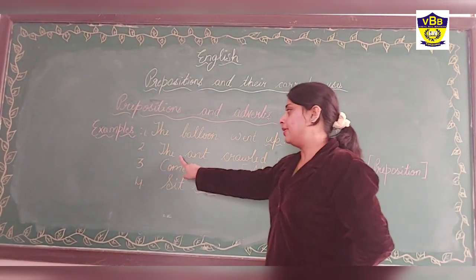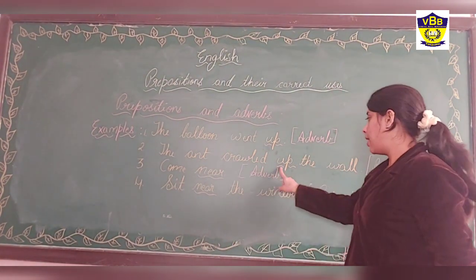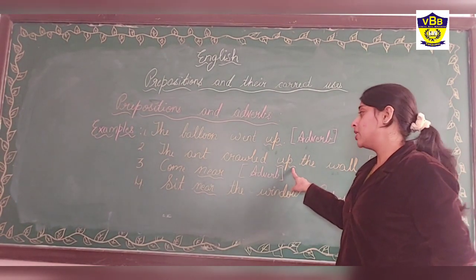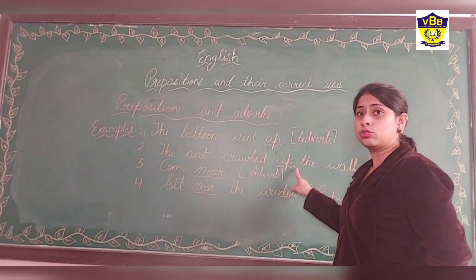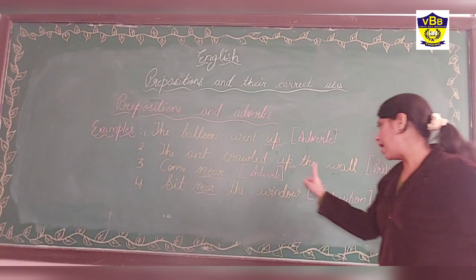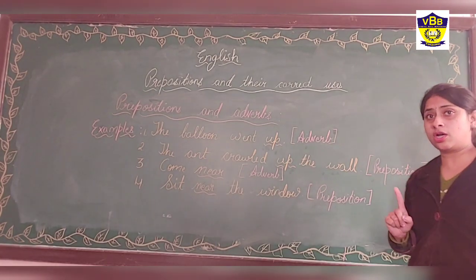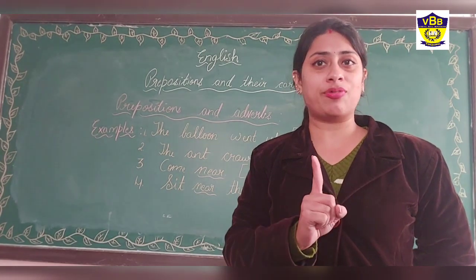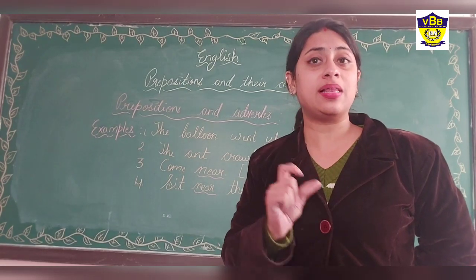Now, second example, the ant crawled up the wall. Here, up is used as a preposition. Why? Because we have used it in the middle of a sentence, and it is also forming a link between the ant and the wall, right? So that's why it is a preposition, not an adverb. Don't get confused, okay? Where do we use an adverb? At the end of a sentence, right? And a preposition we always use in the middle of a sentence where we are forming a link.